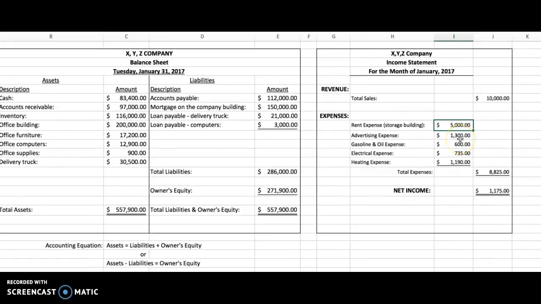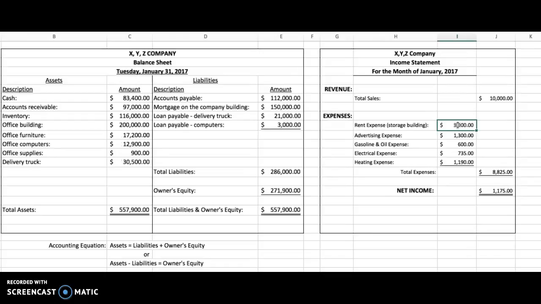Now, is that an annual expense? No, it's not, because this is an income statement for January, for the month. So for the month of January, we had to pay $5,000 to rent this storage building. We have some other expenses. Advertising expense, $1,300. Gasoline and oil expense for that delivery truck that we have, $600. Electrical expense, heating expense. These are all considered cost of doing business.